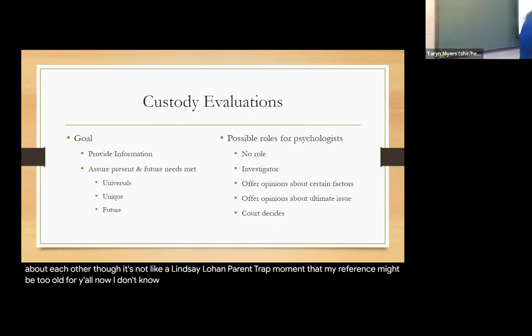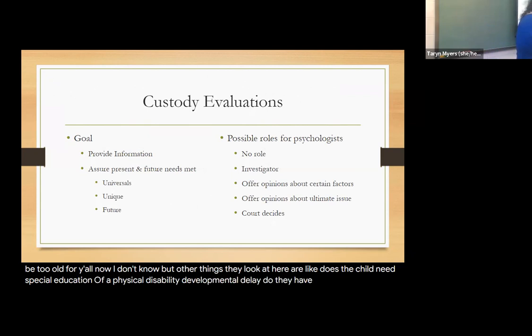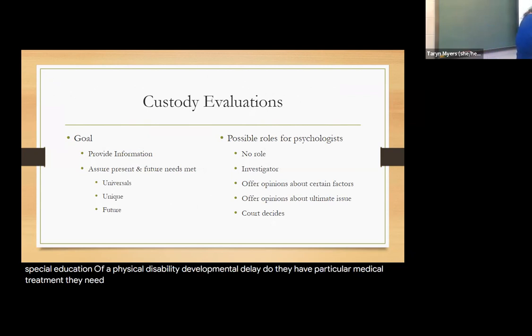I don't know. But other things they look at here are like, does the child need special education? Do they have a physical disability, developmental delay? Do they have particular medical treatment they need? Psychological treatment? Is there a particular parenting style necessary that one parent has more than the other? And then the future. What will the kids need as they get older, and can that parent provide that going forward?